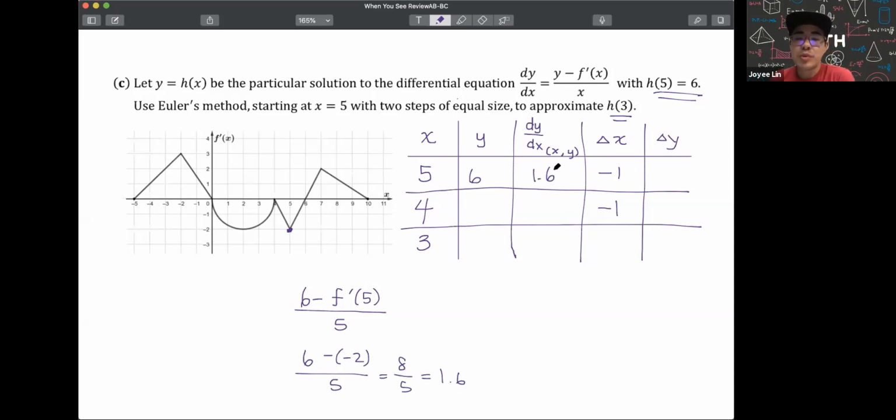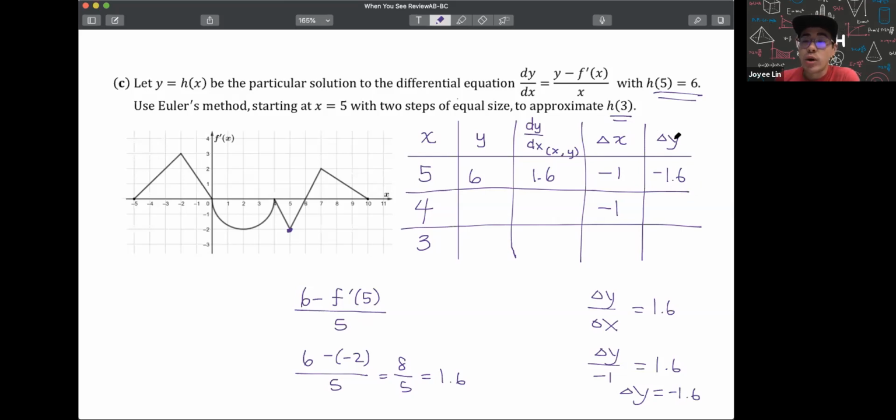And so this is my actual derivative. These two, for me, represent my approximate derivative. So I can just say dy/dx is equal to 1.6, right? And then I know my dx is -1. So then I know my delta y is -1.6. So basically the idea here is whatever this y is divided by whatever this x is should equal that box over there.